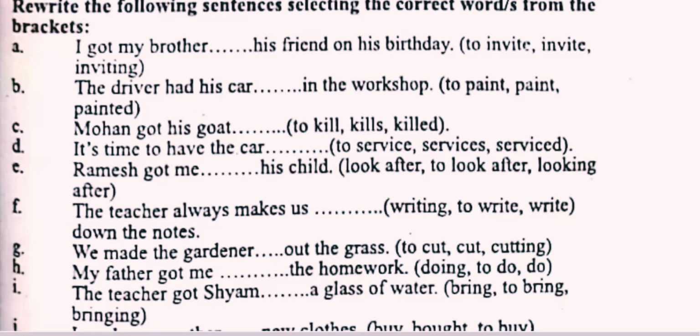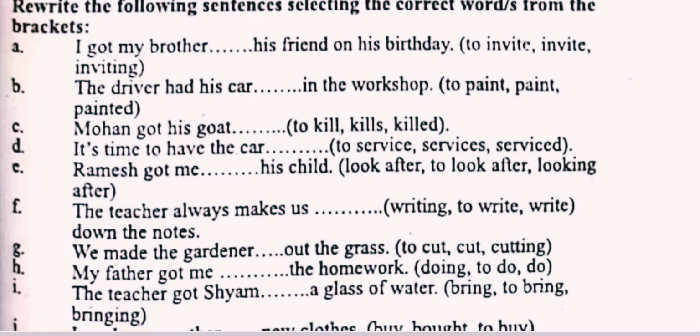Then number E. Ramesh got me. Me here means I. Okay, I is active here. Ramesh got me, and I do something. Me does what? To look after his child. Here it is to look after because got is used here, according to structure number 3, so we use to plus V1. So that is to look after.